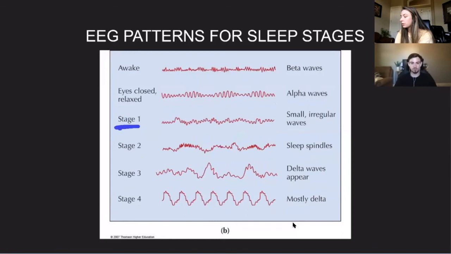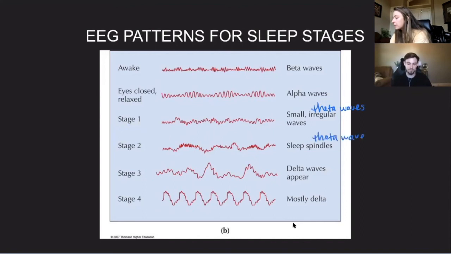Stage one has theta waves. Stage two has theta waves plus sleep spindles and K complexes. That's what you see right here, that little scratchy part. I think that's a sleep spindle, and these big ones right here are K complexes, I'm pretty sure. But you don't have to know that. Like I said, you don't have to interpret an EEG.